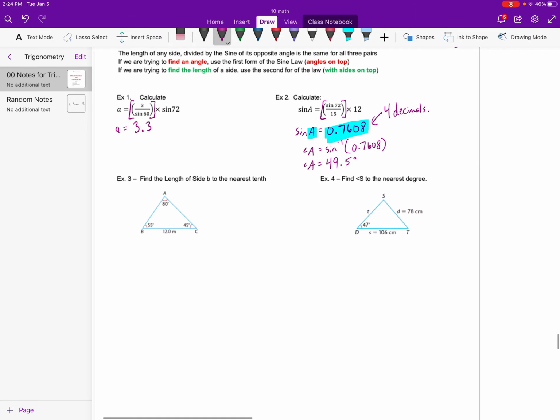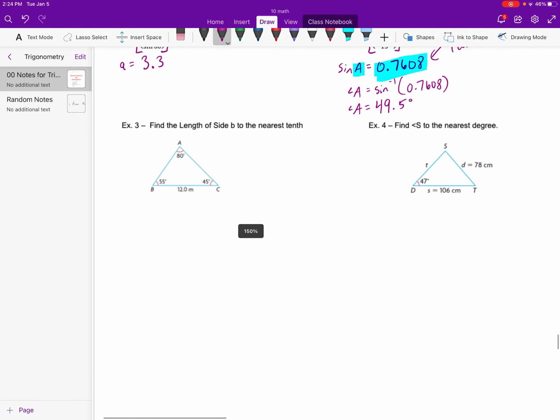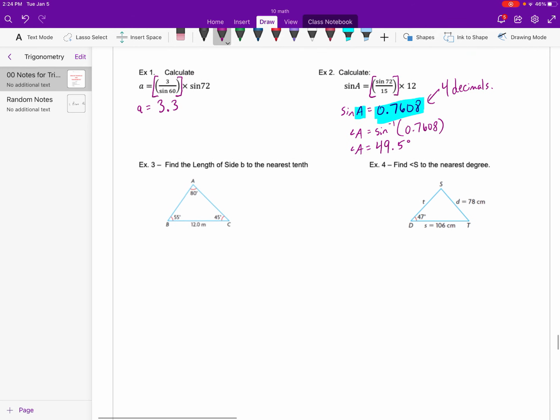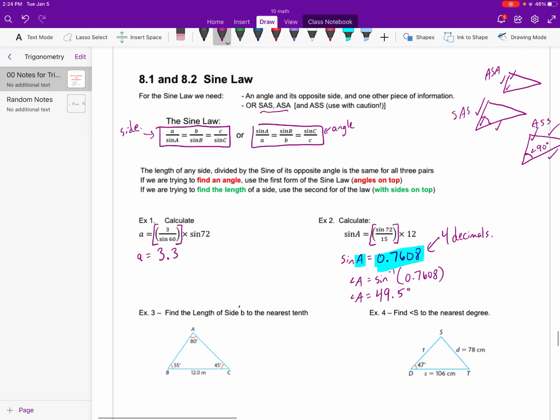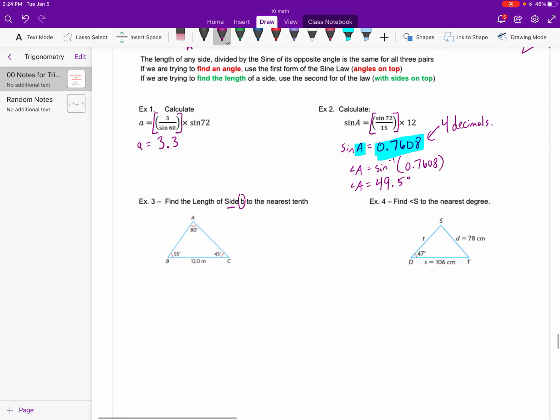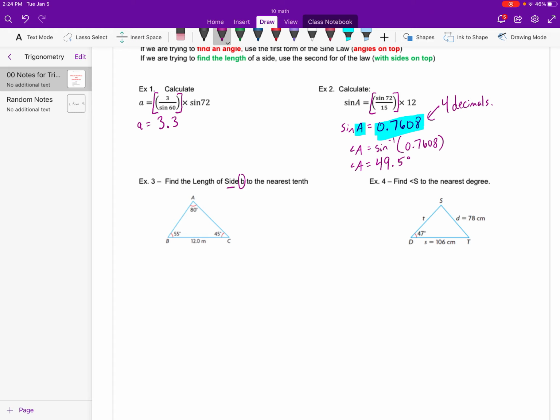All right, example number 3. Find the length of side B to the nearest tenth. So because we're solving for B, which is a side, we're going to use this formula right here. So the B over sine B and A over sine A or C over sine C. So we're going to start with our unknown. We're going to put B over sine. So here's B right here.